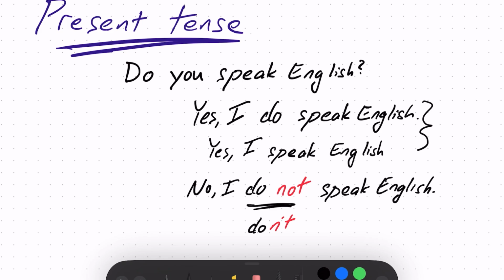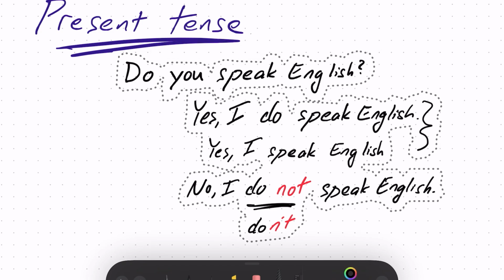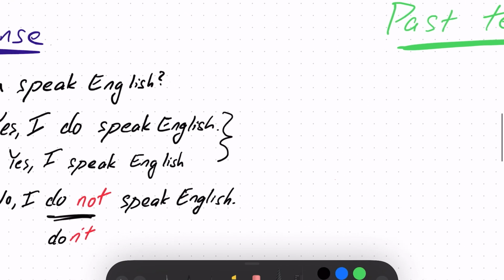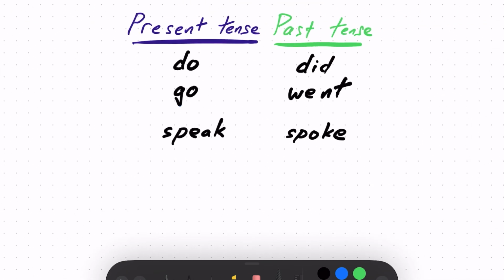Now, how about in the past tense? It's a little more complicated, right? So the past tense, let's remember before we go any further that in English, most verbs have a present tense form, like do or go or speak, and a past tense form, like did for do. Go becomes went in the past tense, and speak becomes spoke in the past tense. So we're talking about the word do now. We're gonna have to think about this word did.